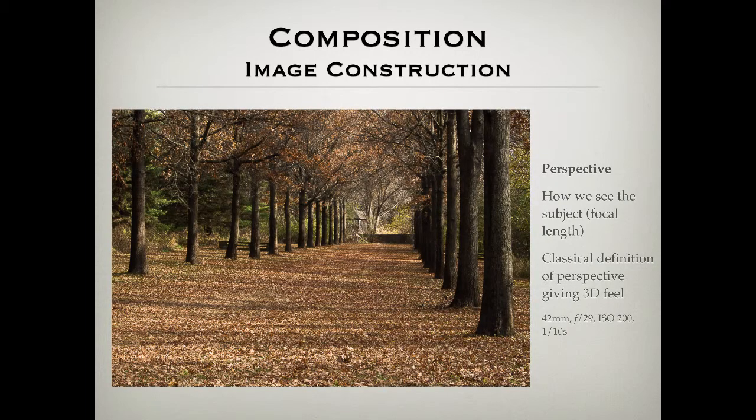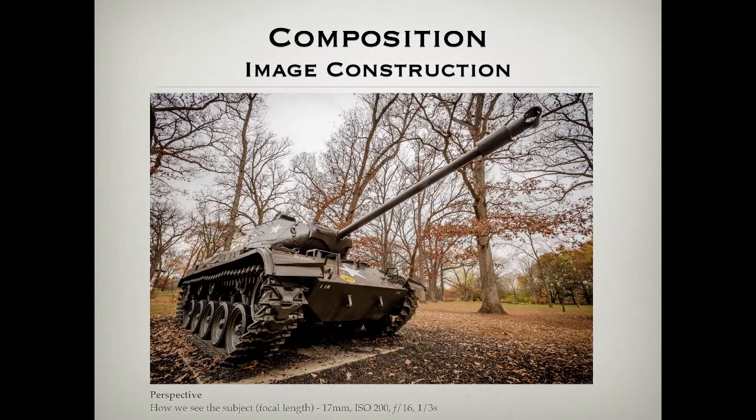So perspective is how we see the subject, which is really often driven by focal length. And here's kind of a classic style or definition of perspective visually, giving you that 3D feeling, right? The trees, there's a very strong leading line down those rows of trees to that house in the end. So very strong, traditional, classic perspective look with a 3D feel because it leads your eye into the photograph. You have elements that help to visually draw your eye towards that house.